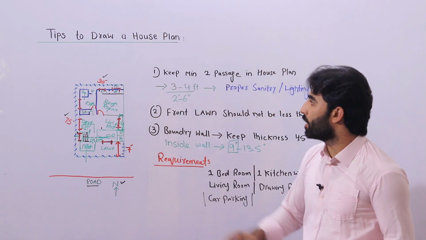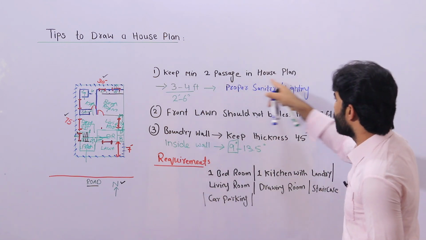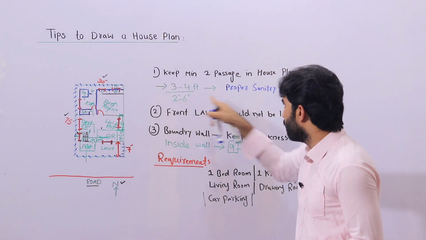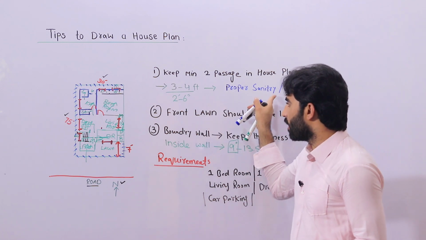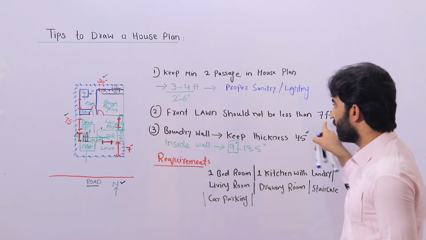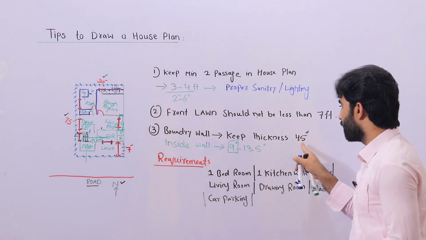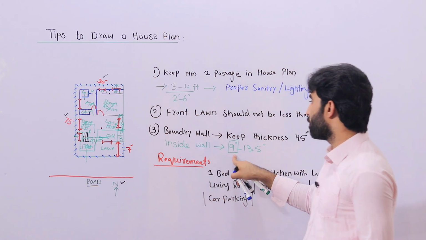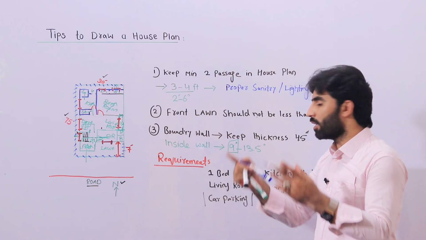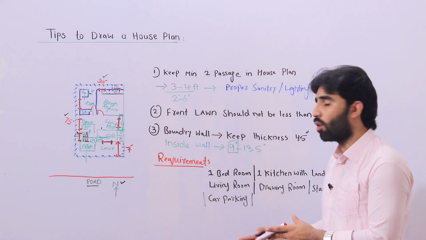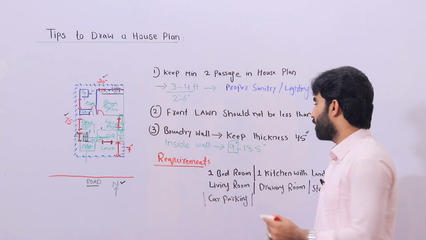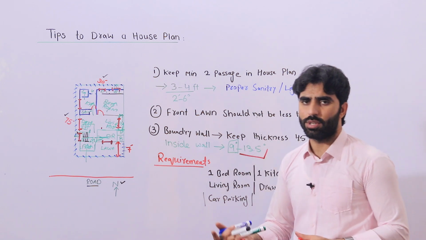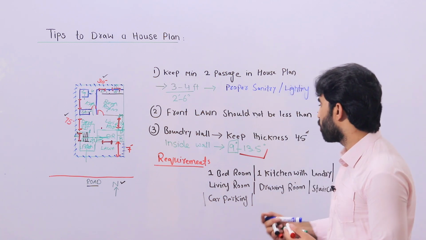So these are some important tips. The first one is keep minimum 2 passage, left side or right side and back side, minimum and maximum for proper sanitary and lighting. Front lawn should not be less than 7 feet, boundary wall thickness should not be less than 4.5 inches and not more than 4.5 inches. So this is important. Inside walls you can keep 9 inches. Inside walls, between wall at the bedrooms, okay, or the kitchen you can keep also 4.5 inches. You can also keep up to 13.5 inches. Interior walls, on the top of this we have bearing walls, or that is covered area are providing on that.